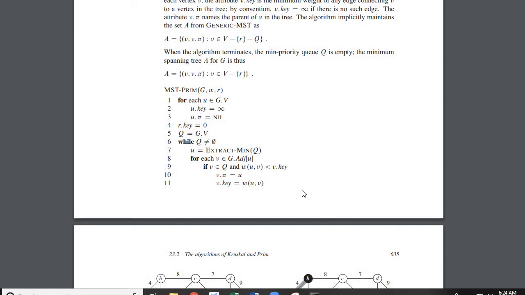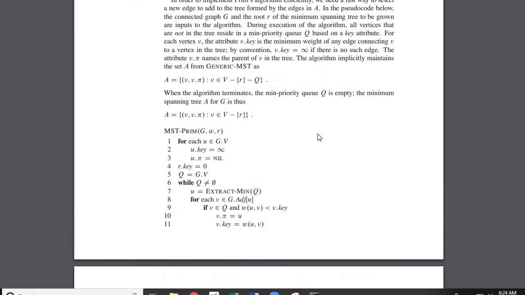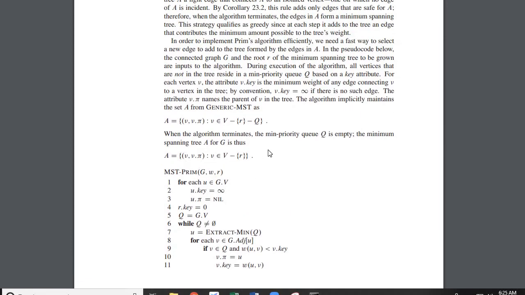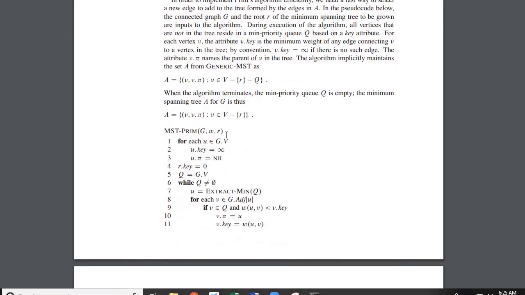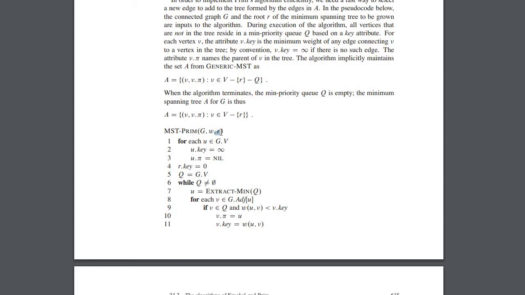In Prim we have three arguments. The very first is G, that is the whole graph. W is the weight of every transition, or you can say the set of weights, and we need another argument which is basically the root. Why do we need the root here? Because we need to identify the vertex from where we start the algorithm.